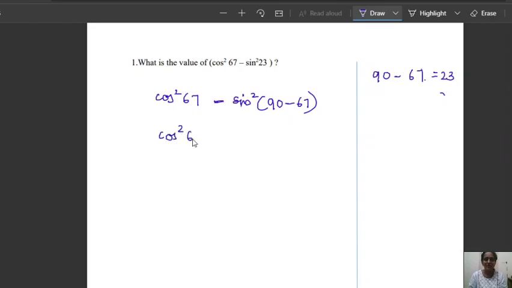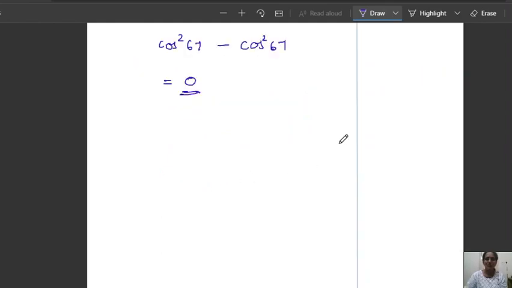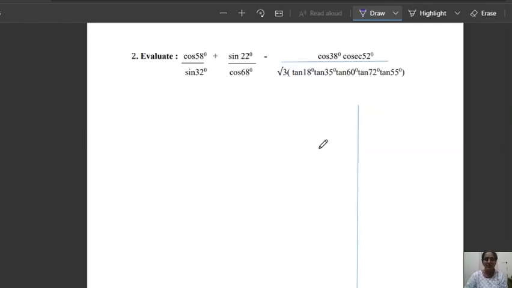It is cos square 67. So cos square 67 minus cos square 67, the same quantity subtracted from the same quantity, the value is 0. So we will solve the next sum. Evaluate cos 58 by sin 32 plus sin 22 by cos 68 minus tan 18 tan 35 tan 60 tan 72 tan 55. You will get such sums in the exam for a 3 marks question.